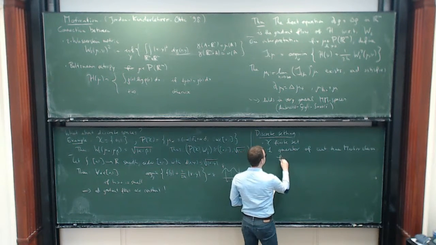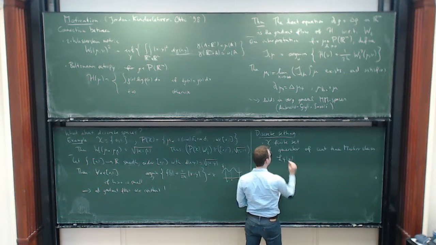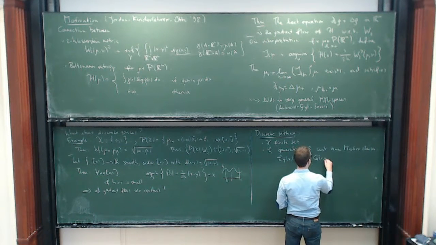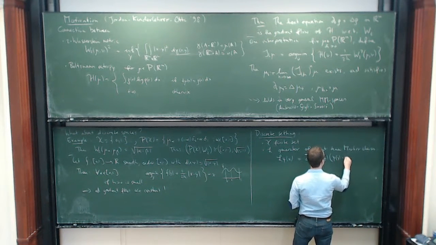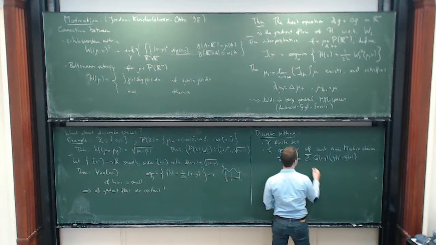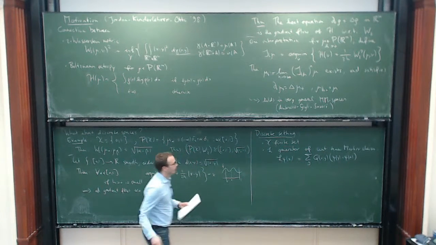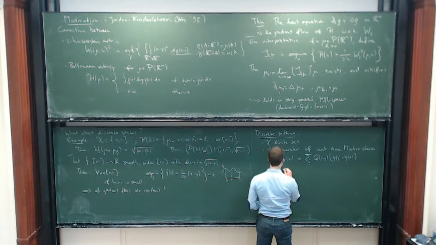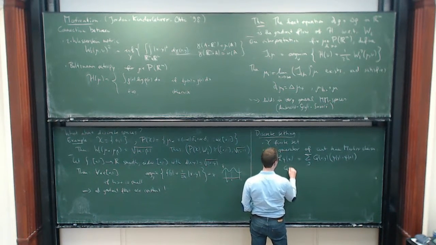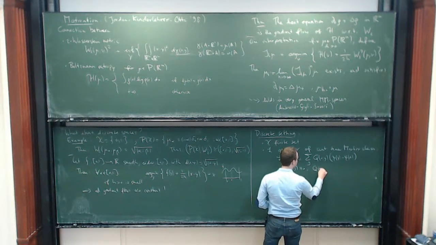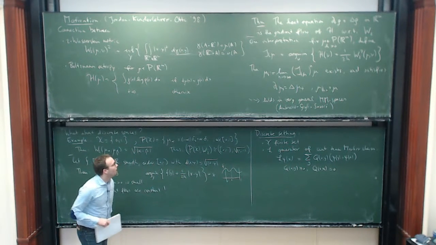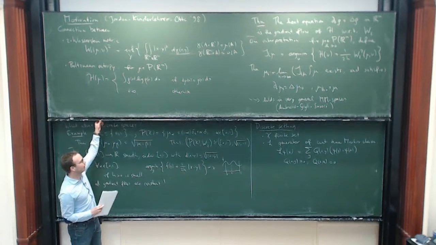So this has the following general form. L of psi at some point x is just the sum over y of q_xy times psi of y minus psi of x. So that's the general form, where these q_xy are the transition rates, which are non-negative. And for the sake of concreteness, let me assume that they're zero on the diagonal. Of course, that doesn't really matter.